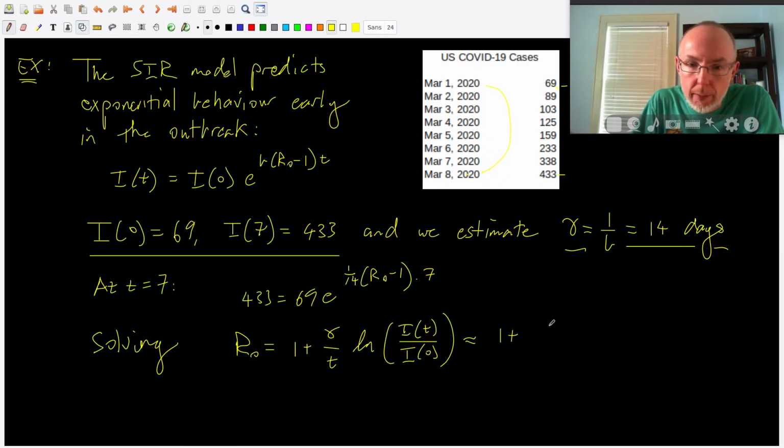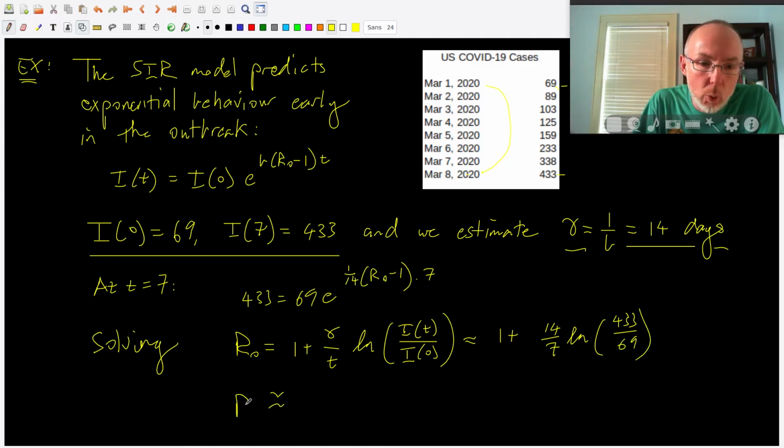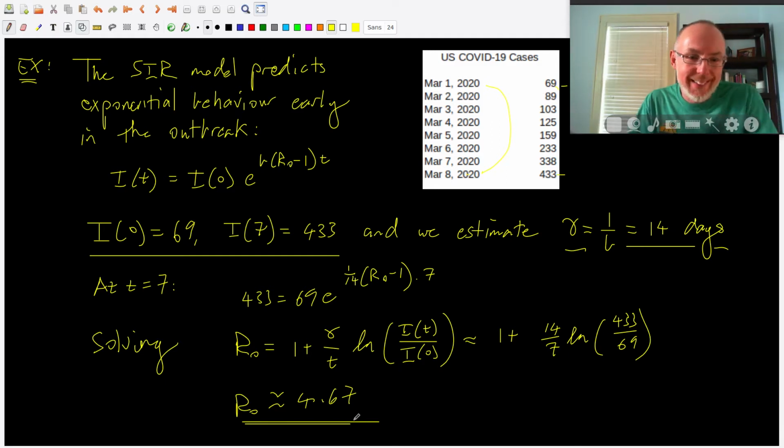So solving for this thing, we can solve for R naught and rearranging, we get a term like that, which in this case, our gamma was 14 days. So this is 14 over 7. And this is the natural log of 433 over 69. Just solving that, you'll see that this is what you get. And that gives us an R naught of approximately 4.67, which is large, right? That's definitely bigger than 1. This is definitely suggesting that the disease is going to spread.